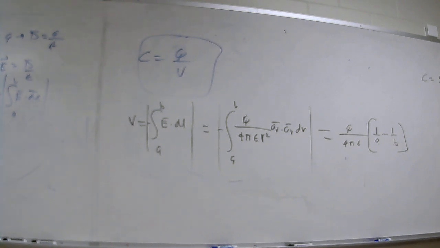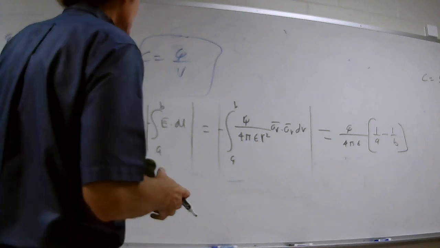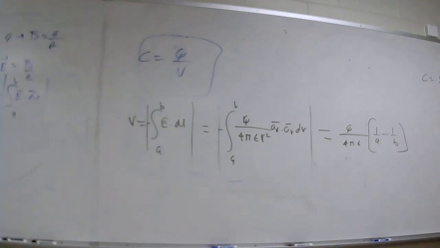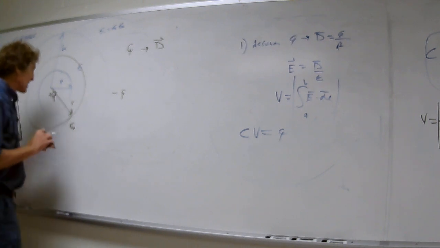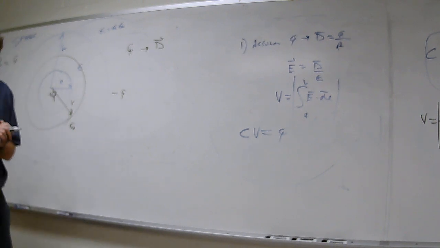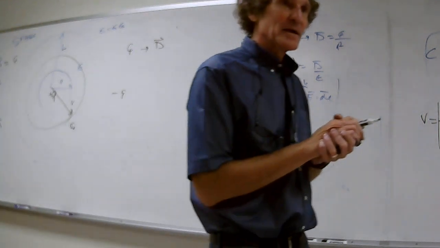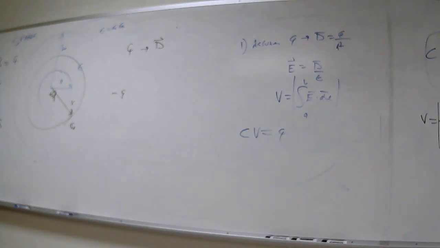Do you remember what the resistance was for that same problem? Let's calculate resistance and capacitance. This had a conductivity of sigma naught between the inner and outer conductor. What was the resistance? It'd be 1 over 4 pi sigma naught times 1 over A minus 1 over B.